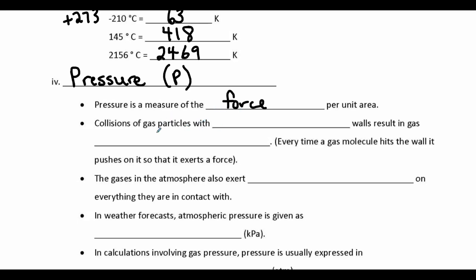How do we get pressure? Well, pressure from a gas is caused by the collisions of the gas particles, and they're colliding not only with each other, but they're trapped within the walls of whatever container they're in. So as they move around with their kinetic energy, they're going to bump into the walls of the container. So those collisions with the container walls create a force on those walls, and that force is known as the gas pressure.